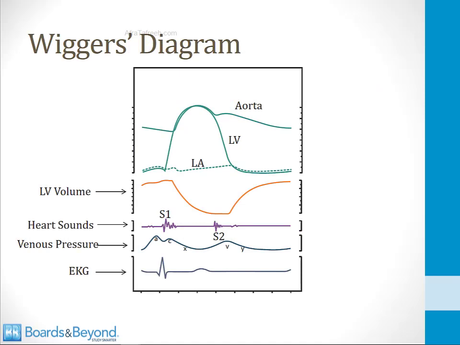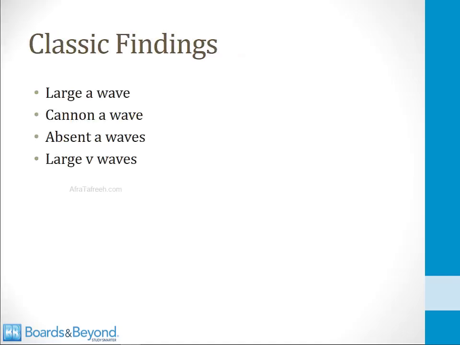In another video, I talk about Wigger's diagram, but I just want to point out to you that the venous pressure curve is a portion of Wigger's diagram. And using Wigger's diagram, you can correlate elements of the venous pressure tracing with other events in the cardiac cycle. For example, you can see that the C wave occurs right here. That's closure of the tricuspid valve. Closure of the tricuspid valve is the cause of S1, so that happens at the same time as S1. You can also see when the X descent, Y descent, V waves, and A waves correlate with other components of Wigger's diagram. There are a couple of classic findings in venous pressure tracings that you should be familiar with.